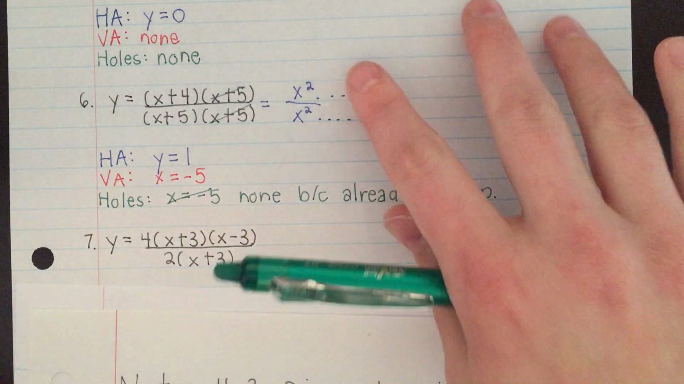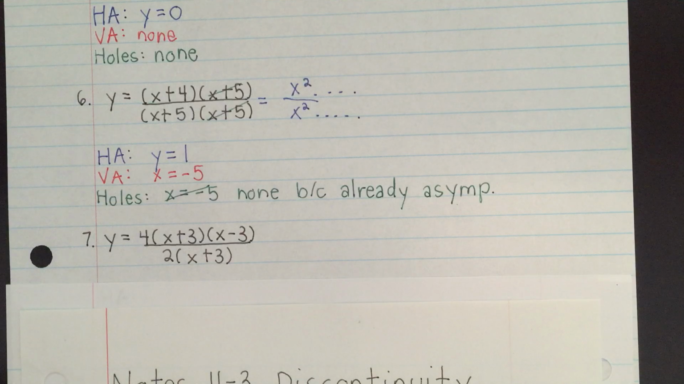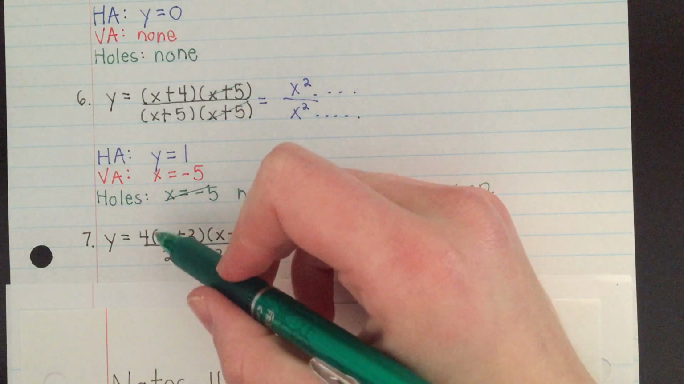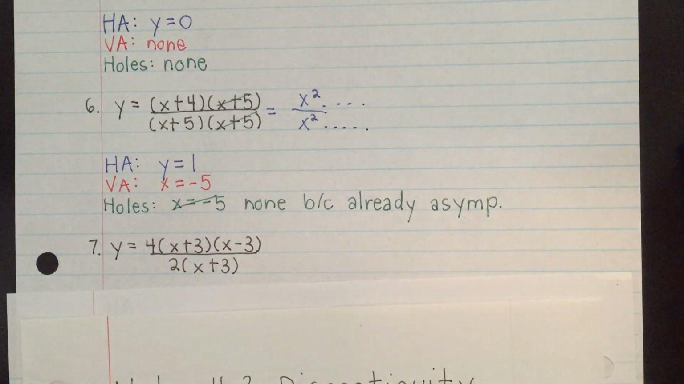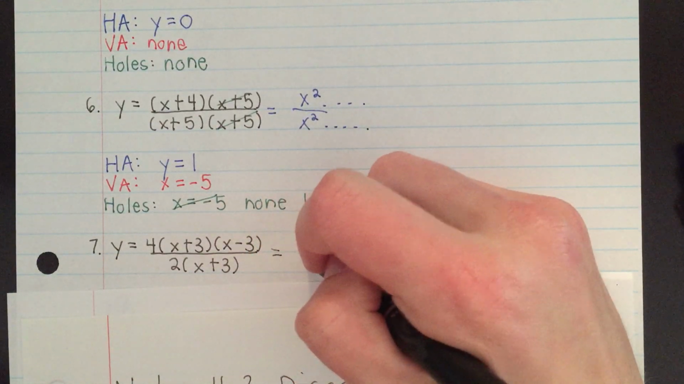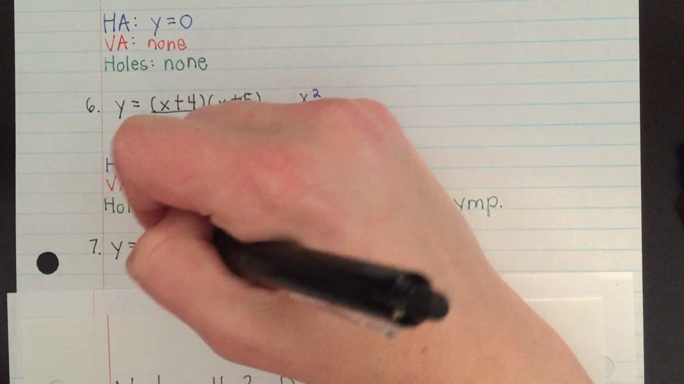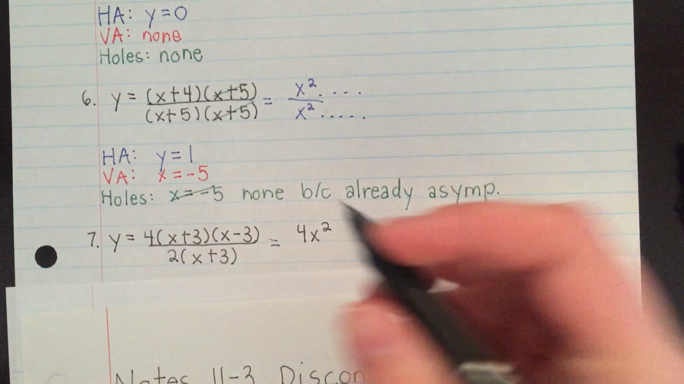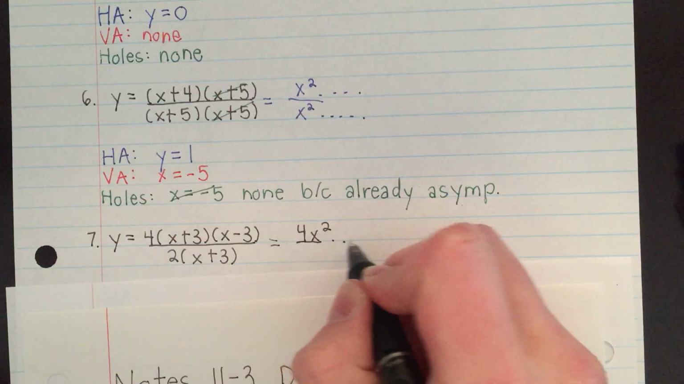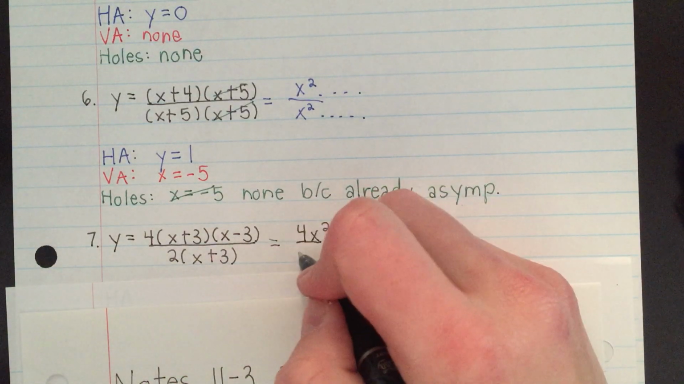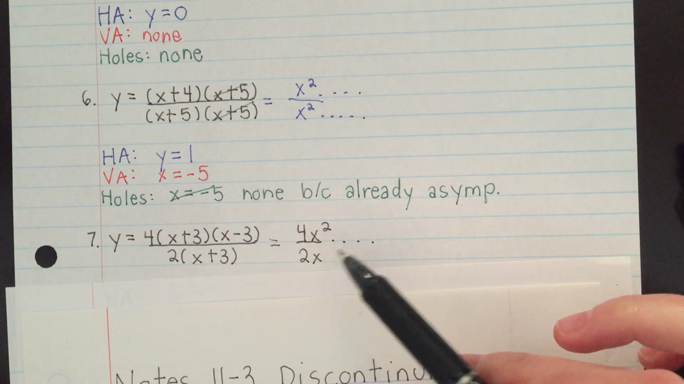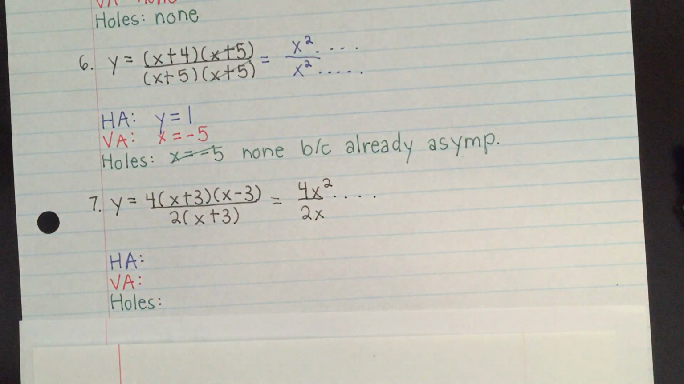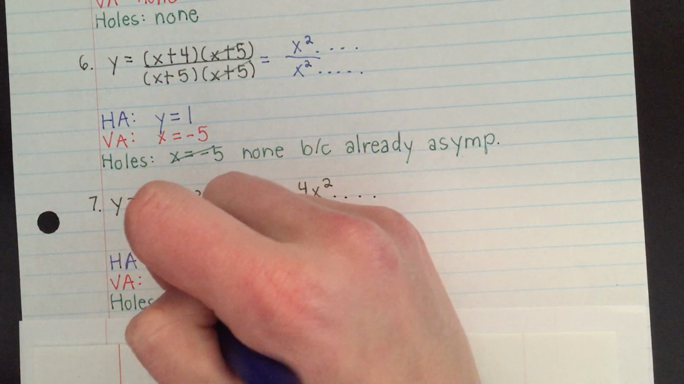Excuse me, I had something in my throat. All right, number 7, again, prefactored. So if you were to multiply this all back together, on top, hopefully you can see that you would have 4x squared when you FOIL it, and then contribute with the 4. And then here on bottom, you would have 2x. So my top degree is bigger than my bottom. So that means for horizontal asymptotes that I would have none.